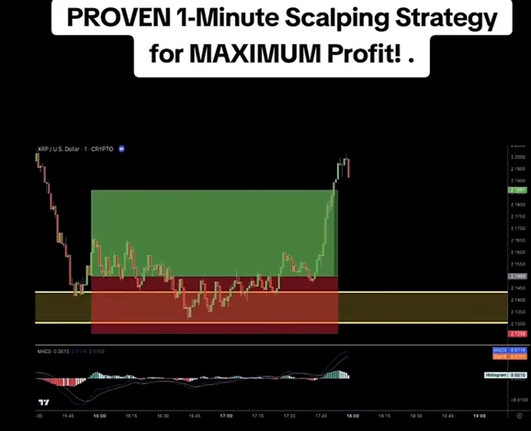To replicate this strategy effectively, follow these steps. Location. Identify a high-quality supply or demand zone on the 15-minute chart.